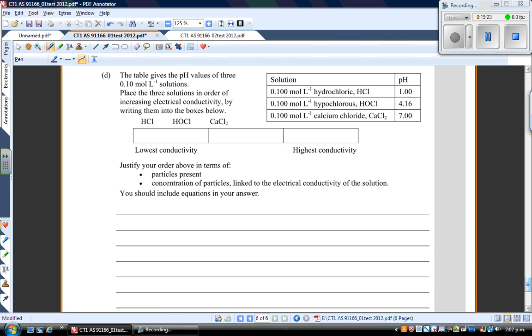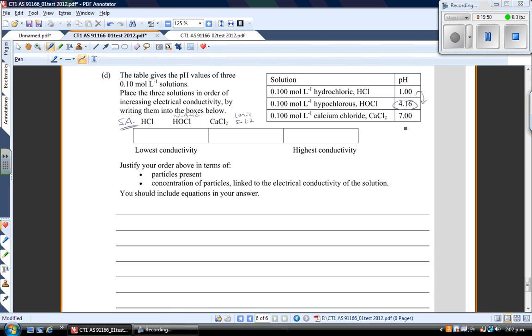So you've got hydrochloric acid. Automatically we know that's a strong acid, with full dissociation. Calcium chloride is an ionic solid, or if we're forming a solution, then it would be an ionic solution. And HOCl, or hypochlorous acid, is a weak acid. You can tell it's a weak acid from its pH relative to the hydrochloric acid. You're not expected to memorize these things, but it's nice to know a few.